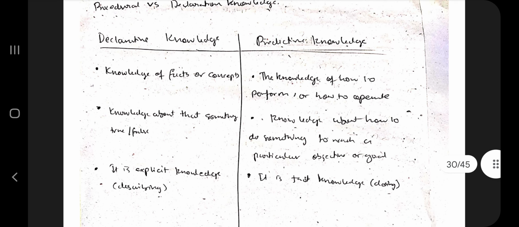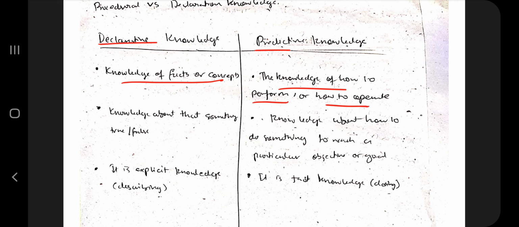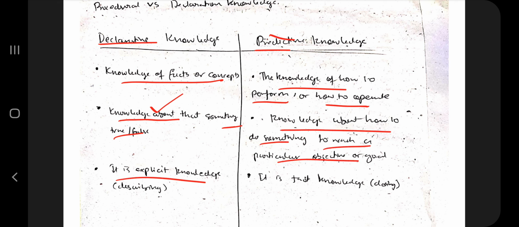Knowledge of facts or concepts, that is declarative knowledge, and procedural knowledge is nothing but how to perform a specific task or how to operate. In the same way, you'll write the second one also, knowledge about something true or false. Okay, just true or false, that's the knowledge we are talking about in declarative, whereas in procedural you have to write knowledge about how to do something to reach a particular goal. It is explicit knowledge, it is knowing knowledge, meaning how to do things, that knowledge, okay. So what are the tasks we will be doing, that knowledge, okay, it is a task knowledge.